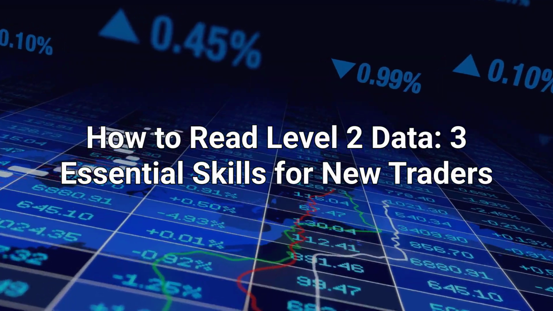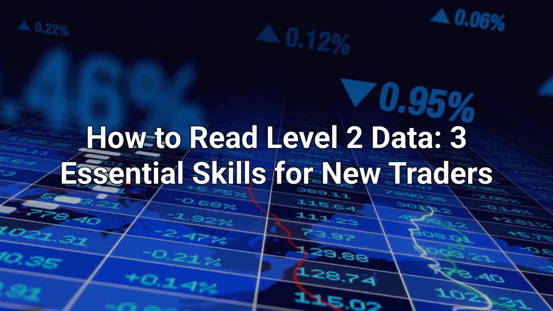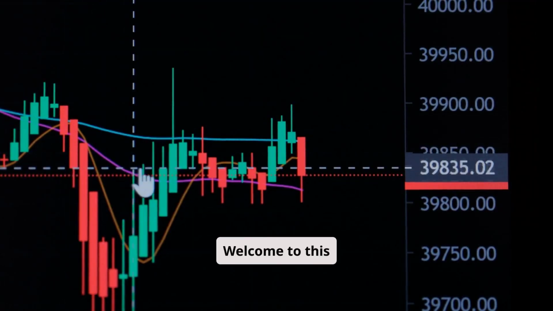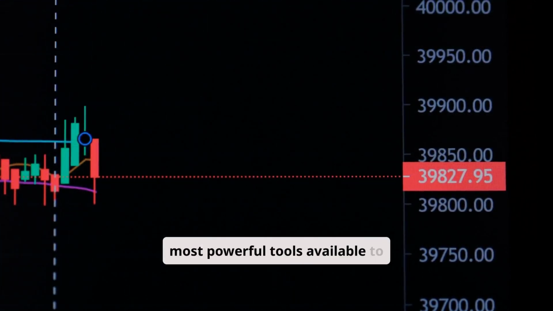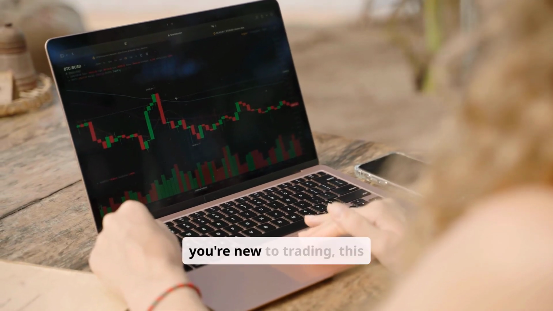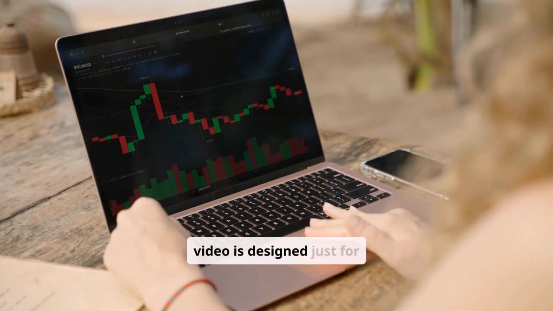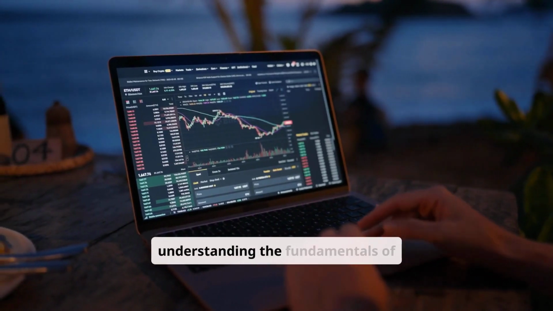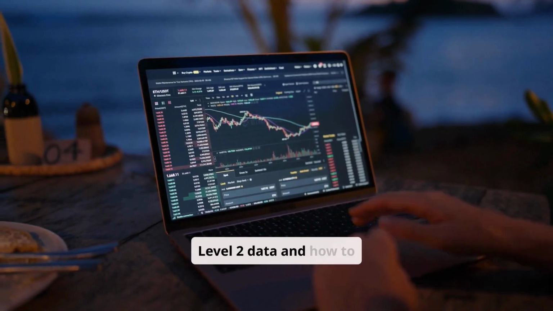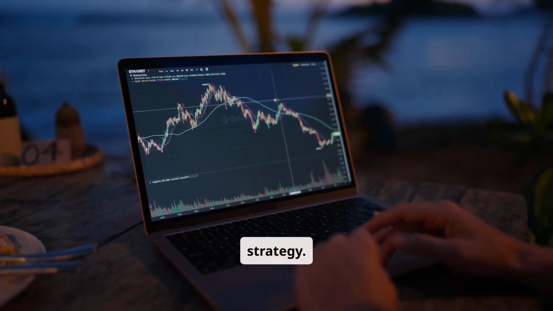How to read Level 2 data, 3 essential skills for new traders. Welcome to this beginner-friendly guide on how to read Level 2 data, one of the most powerful tools available to traders. If you're new to trading, this video is designed just for you. By the end of this video, you'll feel confident in understanding the fundamentals of Level 2 data and how to use it to enhance your trading strategy.